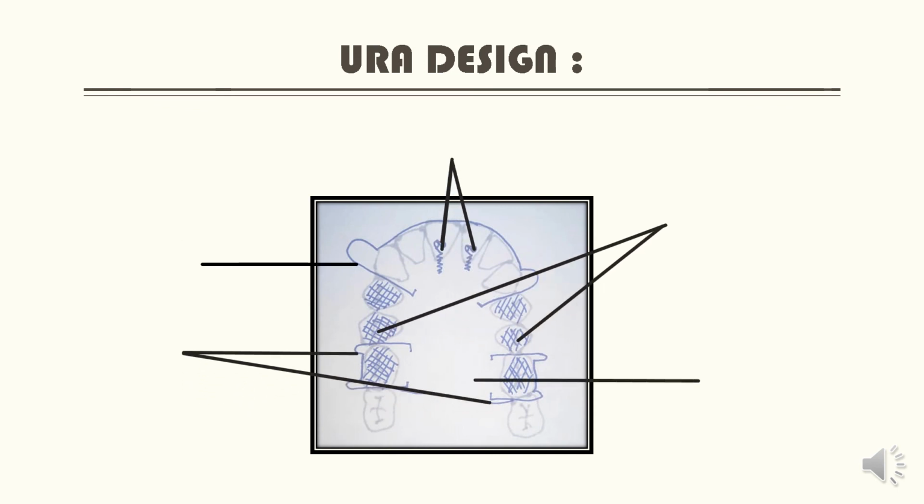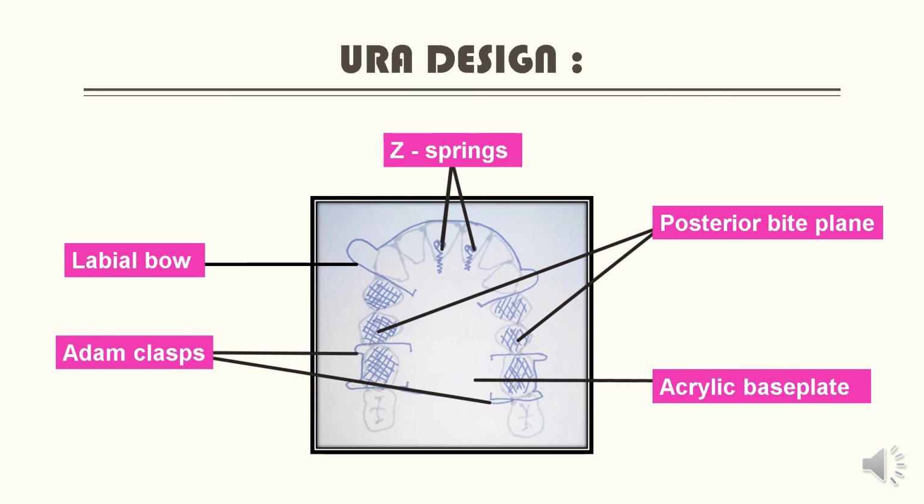This is the design that I did for the URA. For the Z spring, I put it at the palatal side of 1-1 and 2-1 to procline the upper teeth, so it acts as an active component of the URA. The labial bow can act as both an active and retentive component of the URA. The labial bow can also retrocline 1-2 back inside and act as a retentive arm.